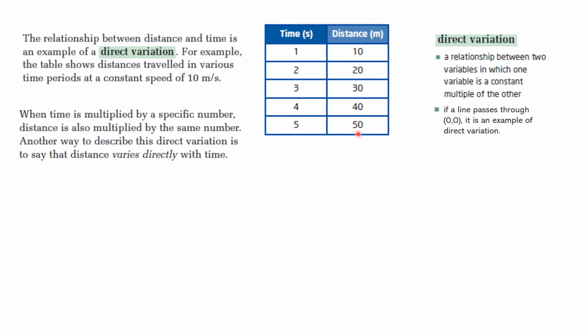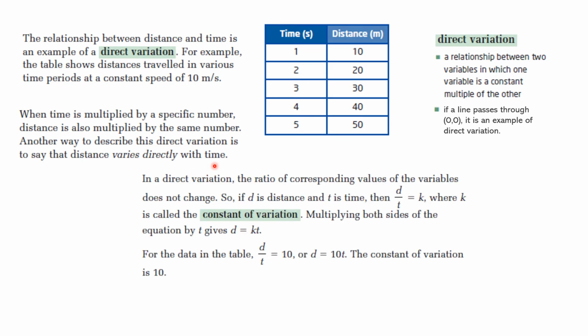So our distance numbers are changing, right? 10, 20, 30, they're changing, they're varying. They're changing and it's directly related to the time number. They're not unrelated, they have something to do with this number here. They directly depend on time. In direct variation, the ratio of corresponding values of the variables does not change. Right? In this case, it's 10 all the time. This is a 1 to 10 relationship, 1 to 10, 1 to 10. 3 to 30 is the same as 1 to 10, so the ratio is the same.